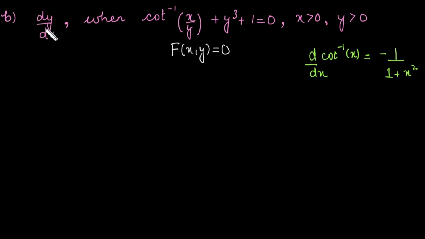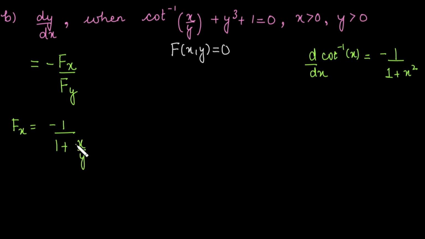Moving back to the question, we need a derivative of y with respect to x. This is calculated as negative of partial derivative of function with respect to x divided by partial derivative of function with respect to y. Now calculate the partial derivative of function with respect to x first. Take the derivative of cot, that is negative of 1 by 1 plus x square, and in this case x is replaced by x by y.